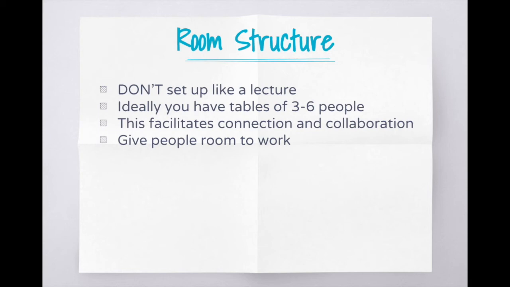One important note about room structure: don't set it up like a lecture. It's not a lecture, it's a workshop. Ideally, you have tables of 3 to 6 people. This facilitates connection and collaboration. It gives people room to work together, to look each other in the eyes, and to make bonds while they're doing the work and learning through the activity.